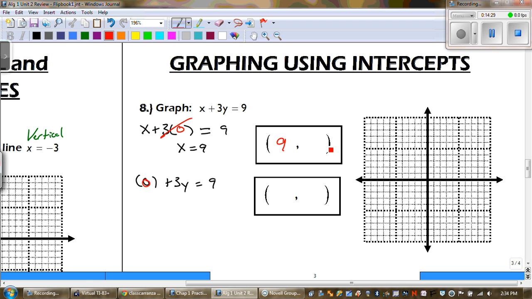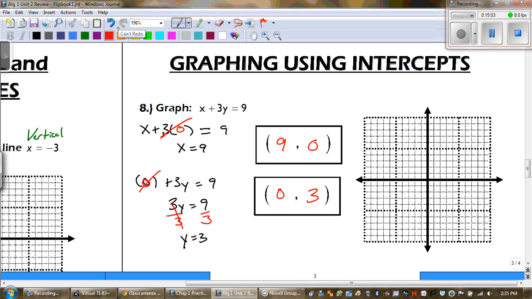So we've got a point 9, 0. And now when we do our second one, we get 3y equals 9. Divide both sides by 3. And we get y equals 3. Okay, so we said that y equals 3. So our point is 0, 3.